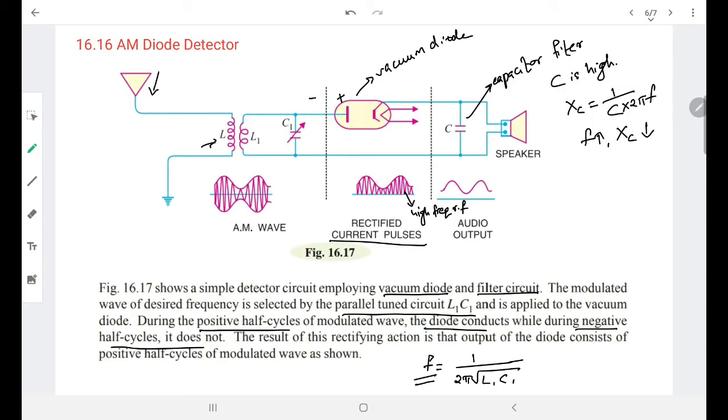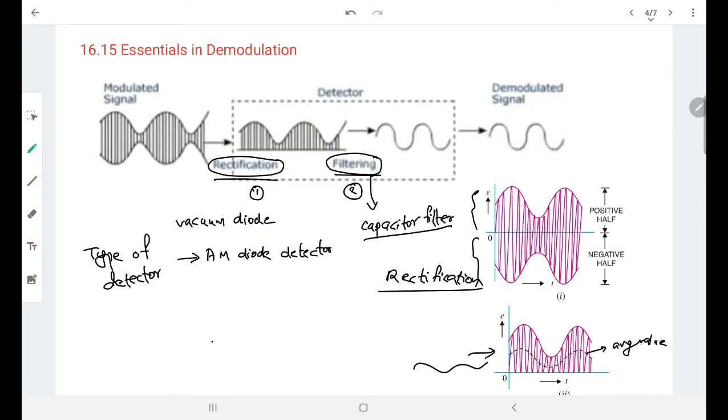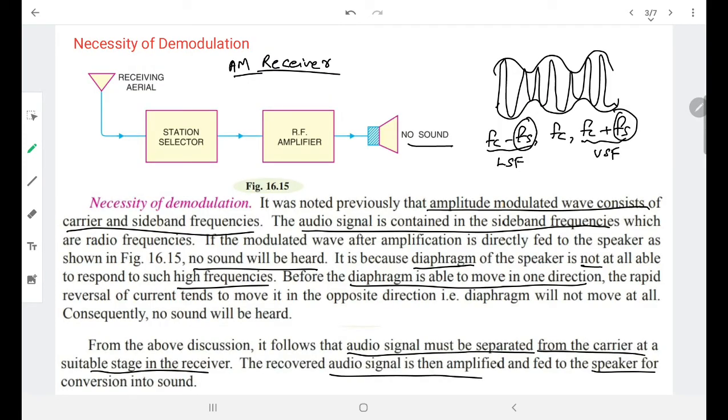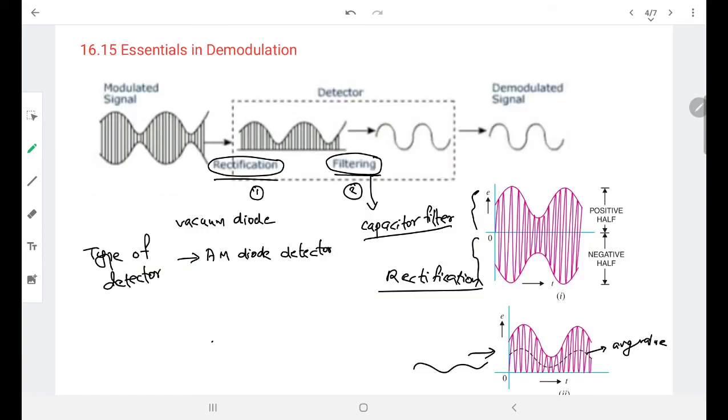So what we saw today is demodulation. Demodulation is the process of recovering the original message signal from the modulated wave, and the process is known as detection. The need is that if you directly feed the modulated wave to the speaker, the diaphragm of the speaker cannot respond to such high frequencies, and it cannot move. The diaphragm will not move at all, and no sound will be heard. That is the after effect of direct feeding. So we need demodulation.